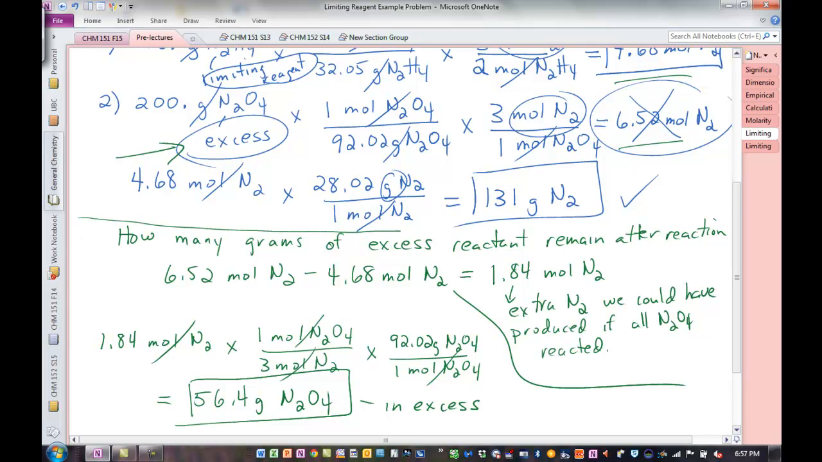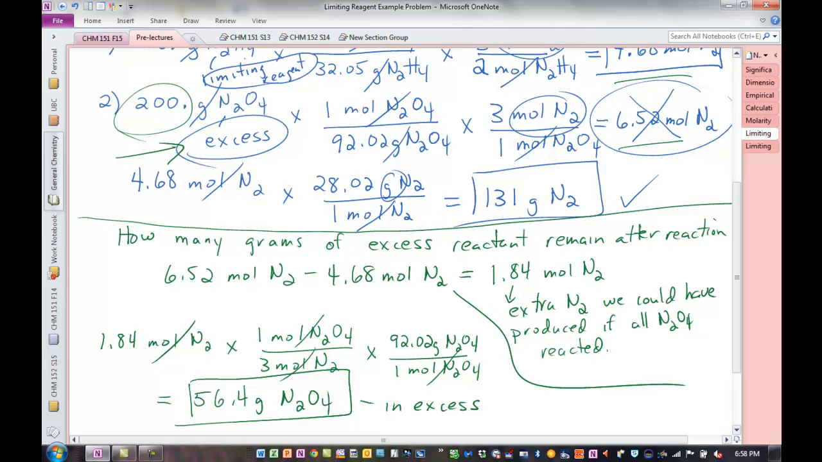I guess I should have separated these two problems. So, quick check. Say you're taking an exam and you don't have any extra time. The quick check would be to ask, does that answer at least make some sense? Well, yeah, it does. We started with 200 grams of N2O4. Some of it reacts, so we're going to have less than 200 grams left.